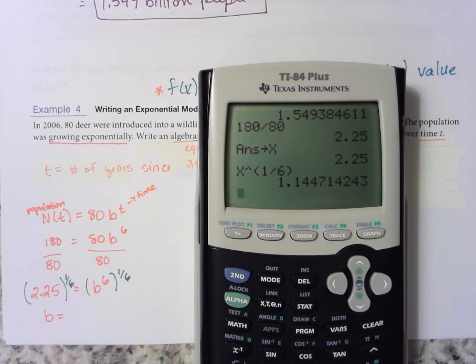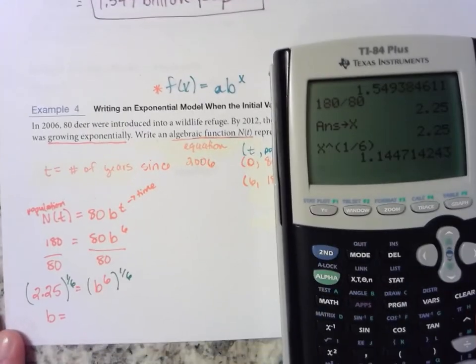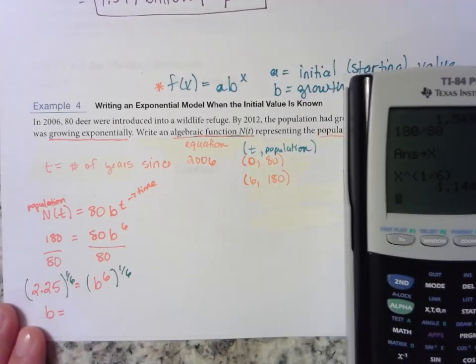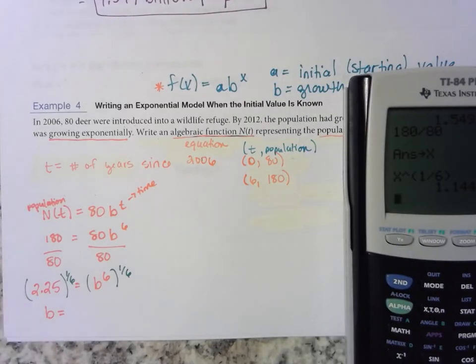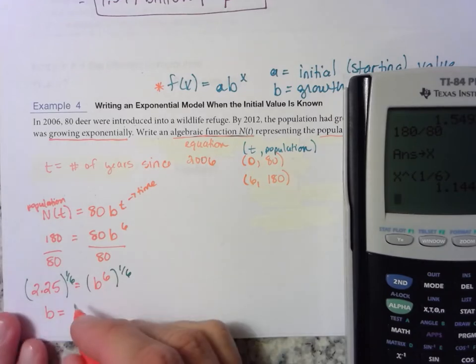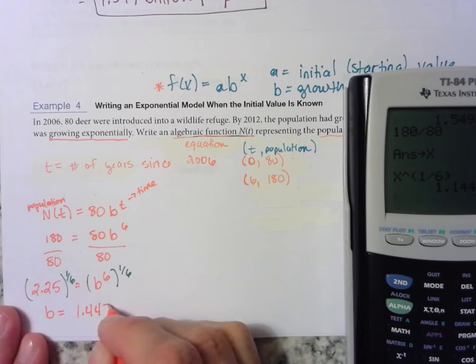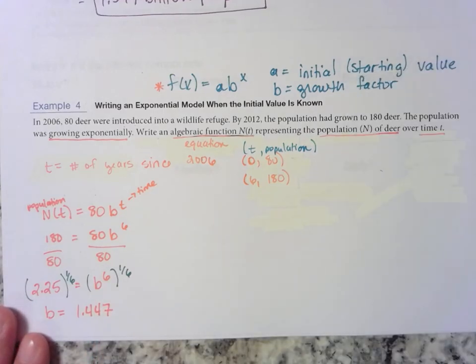So we have reached the end of looking for b. That means we're going to round it. For this problem and all other problems in this section, once you get to what you're looking for, you round it to 4 decimal places. Okay, so we have 1.447. This is going to be our growth factor.